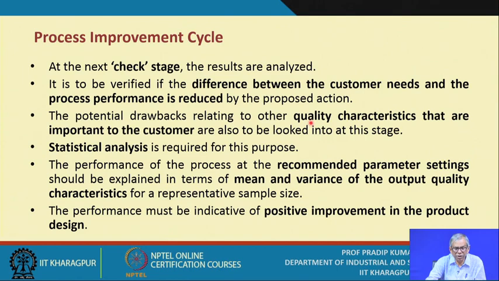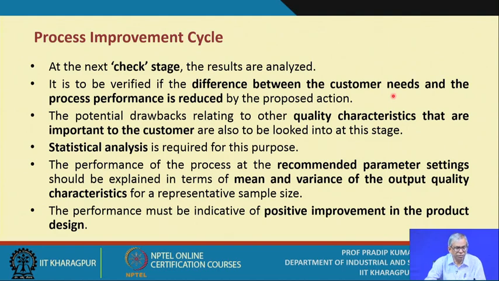At the next check stage, the results are analyzed. Okay, it is to be verified if the difference between the customer needs and the process performance is reduced by the proposed action. This point we have been emphasizing. That means the customer needs are satisfied by the quality of performance. Is it okay? So, if the quality of performance is very high, we might assume that the customer needs are almost fulfilled. Whereas, if the quality of performance is extremely poor, you may assume that the customer needs are hardly fulfilled.